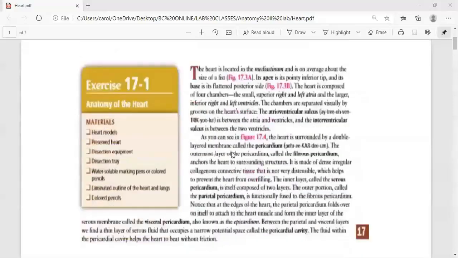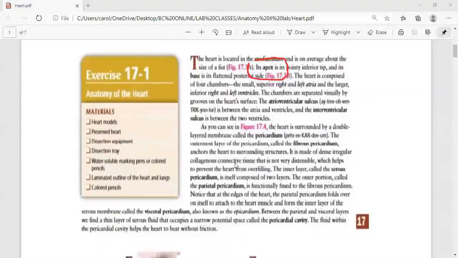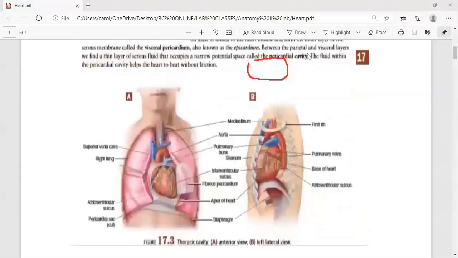So then right here, we have anatomy of the heart. Right? So then where is your heart located? In your thoracic cavity, right? But what is the name of that area where your heart is located? Well, right here, you can see it's going to be called the mediastinum right here.